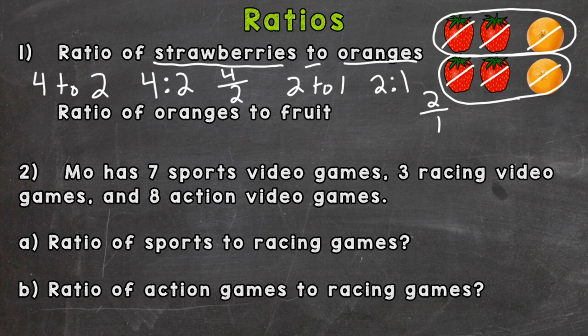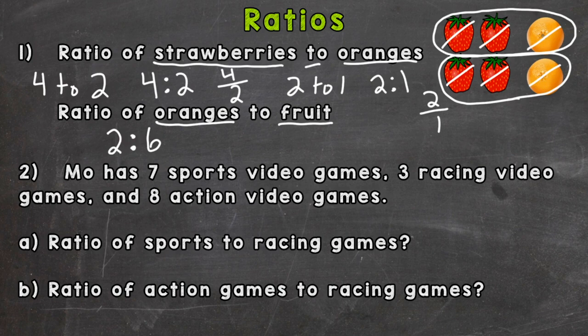Let's take a look at the second part of number 1. The ratio of oranges to the total amount of fruit. This is called a part to whole ratio because we're taking a part of the group, the oranges, to the whole group of fruit. So oranges, how many do we have? Well, 2. I'm going to use the colon for this. 2 to how many total pieces of fruit? Well, 6. 2 oranges to 6 pieces of fruit.